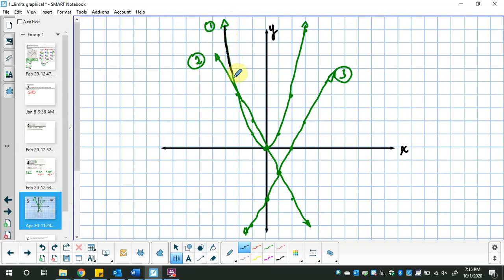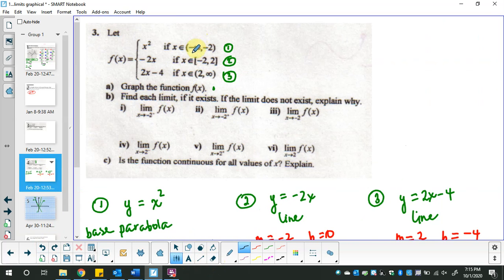I get to x equals 2, and I went too far. Sorry, x equals negative 2 is right here. And apparently I am not allowed to land on that because it says go from negative infinity to negative 2, not including it. So now I'm going to take out a different color.